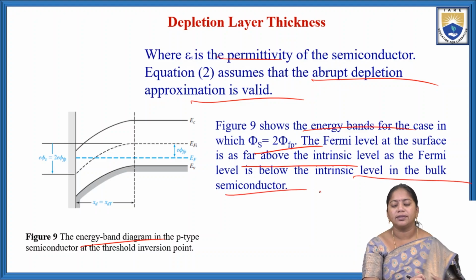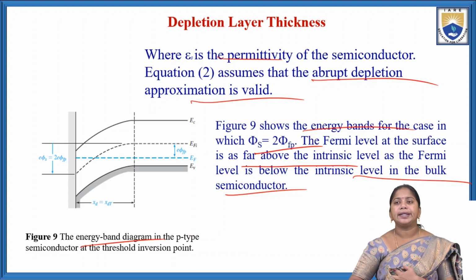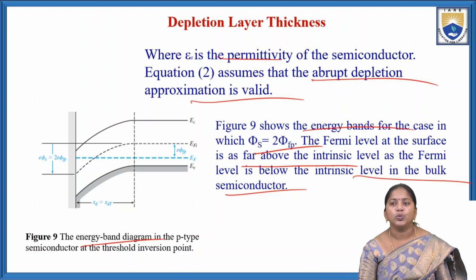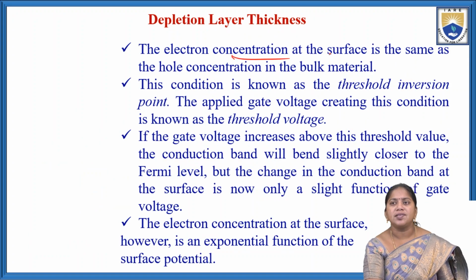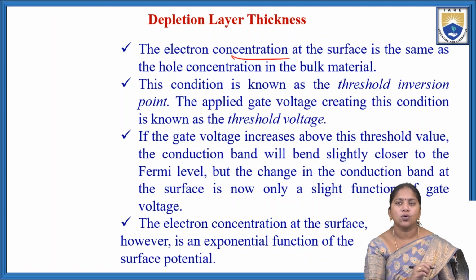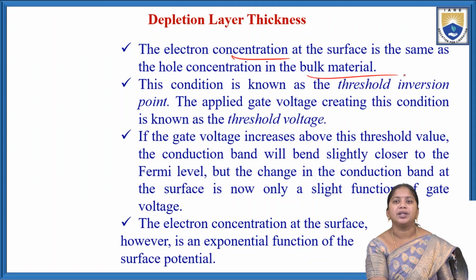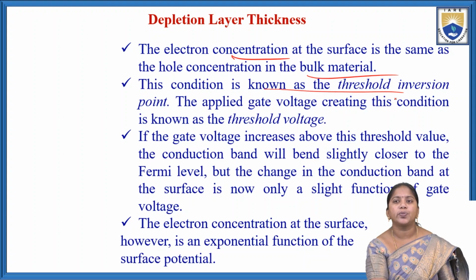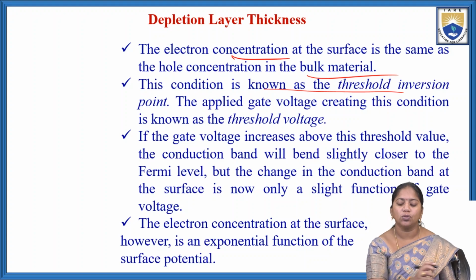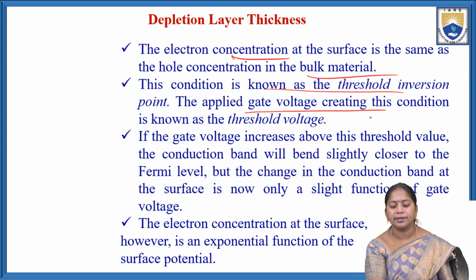So the Fermi level at the surface is far above the intrinsic level, as the Fermi level is below it in the bulk semiconductor. So the electron concentration at the surface is the same as the hole concentration in the bulk material. This condition is known as the threshold inversion point. The applied gate voltage creating this condition is known as the threshold voltage.